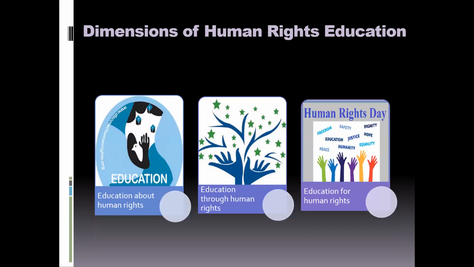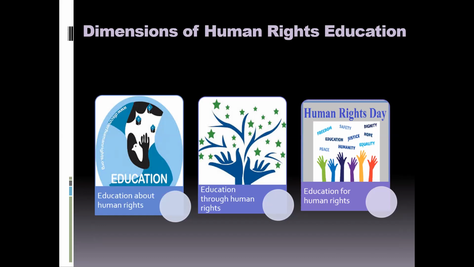The declaration highlights three key dimensions of human rights education. Education about human rights, education through human rights, and education for human rights. Education about human rights, which includes providing knowledge and understanding of human rights norms and principles, the values that underpin them, and the mechanism for their protection.